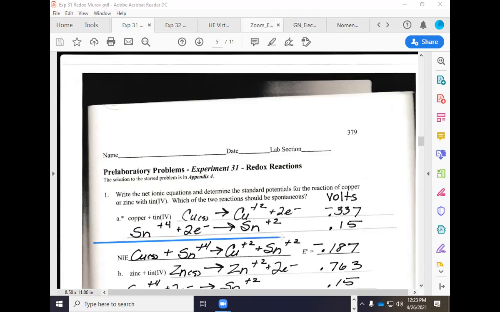We're just going to add everything. So we're going to add half reactions. And then the electrons will cancel. They're the same on both sides. And we're just going to add the volts. And that's how we get our answer, the net ionic equation.